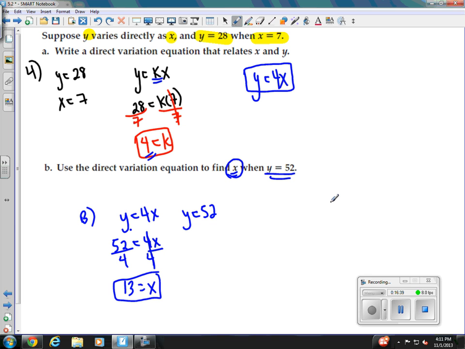So that's just using your direct variation to solve for missing pieces, like a missing constant variation, or to find a value for x when you're given y.